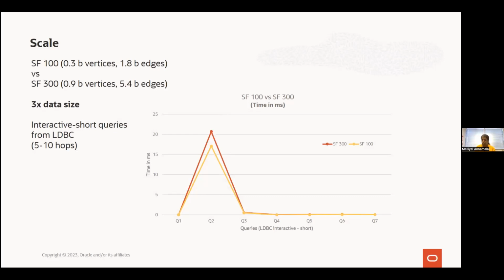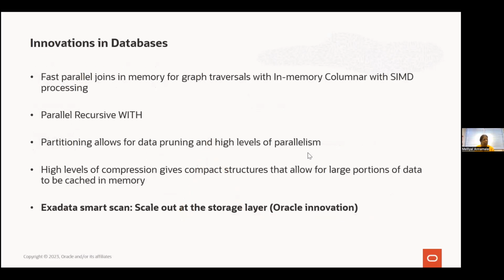So these are all the reasons how we're able to get scale even when we are doing graph traversal queries in an Oracle database, in what is incorrectly, I think, termed as only a relational database. It's no longer just a relational database. And there have been lots of innovations in databases in general and in Oracle database in particular to make these kinds of queries fast.